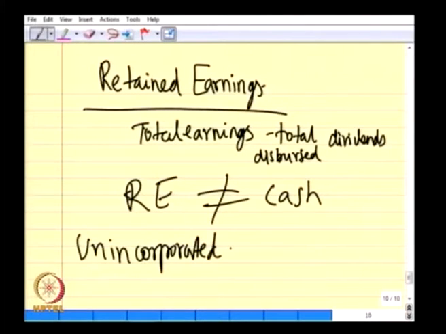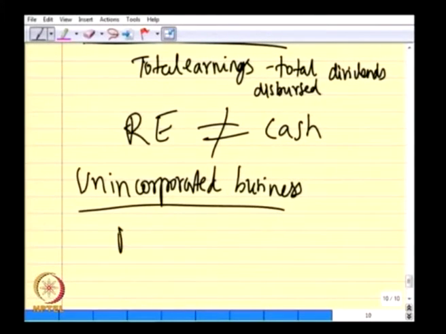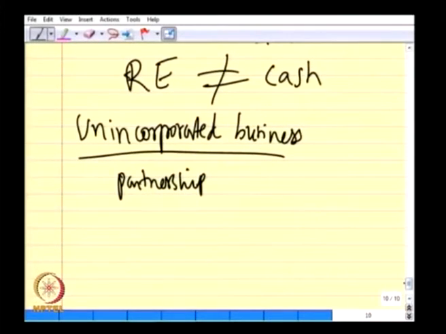For unincorporated business, namely a proprietorship firm or a partnership firm, you can still express the capital portion. Let us say in a partnership, a partnership is an unincorporated business, it is owned jointly by several persons. Now, let us say there are two people who own this business, and the total capital in the business is 30,000.